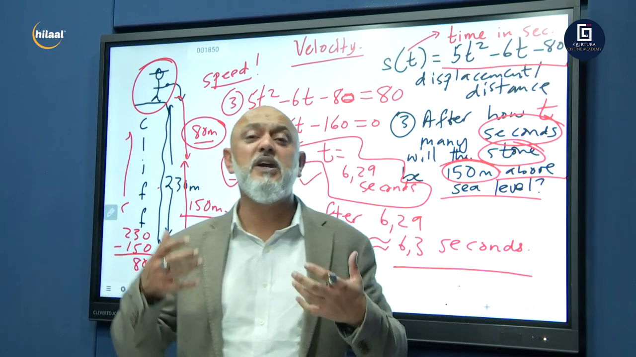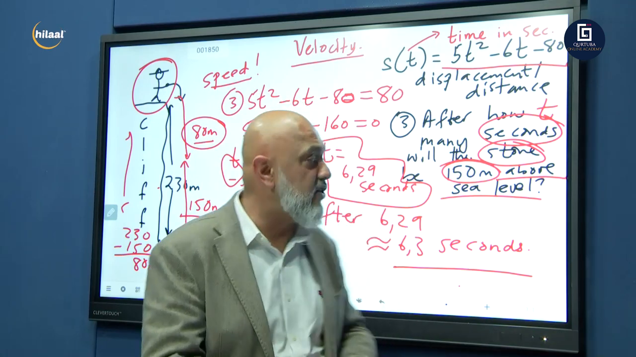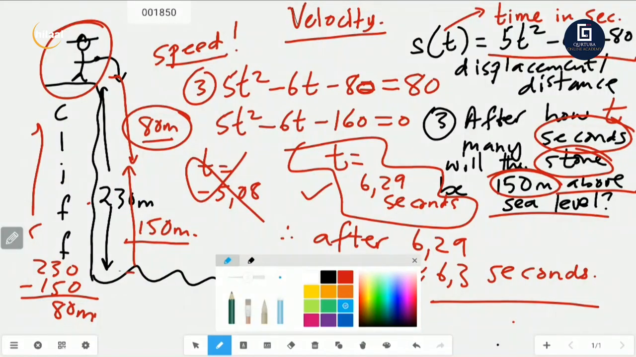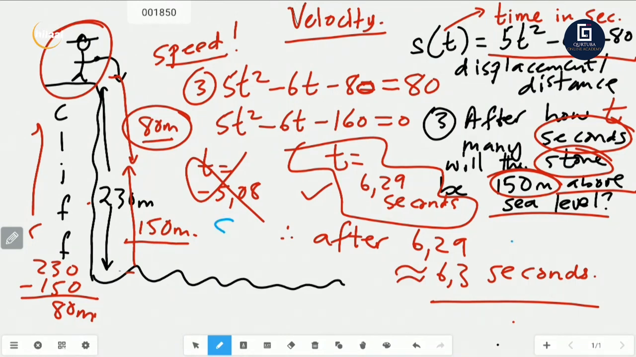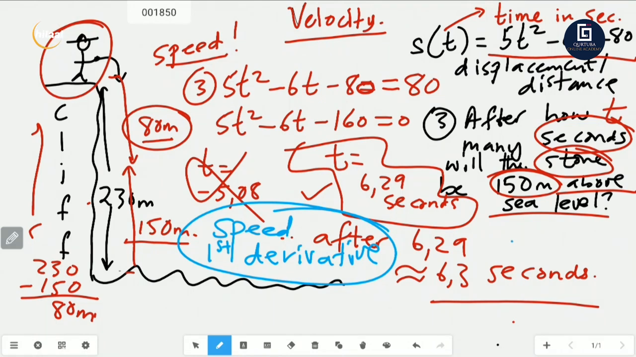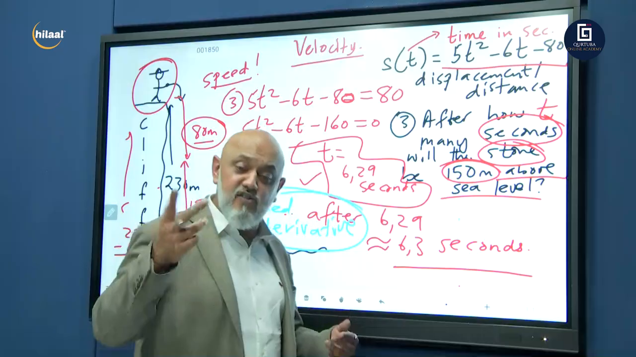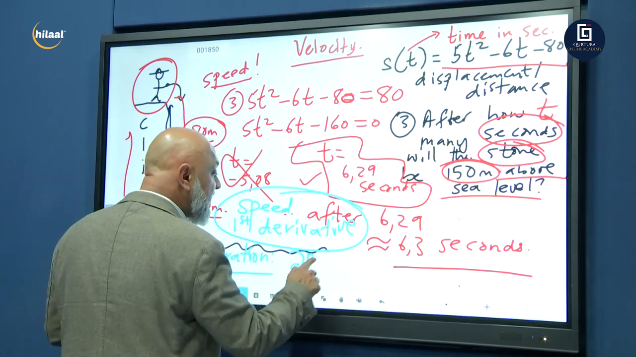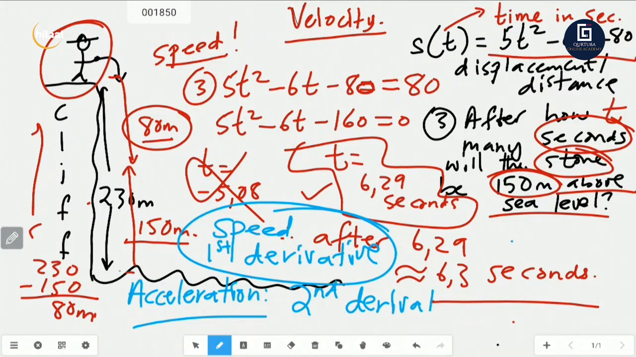Just to do a recap, when we speak about velocity, we speak about speed. When we talk about speed, we talk about first derivative. Remember this. When we talk about speed, we're talking about first derivative. When we talk about acceleration, we then talk about second derivative. And if you've been following the series, you know second derivative is your point of inflection, concavity. Acceleration is your second derivative. Okay, guys? That brings us to the end of calculus.